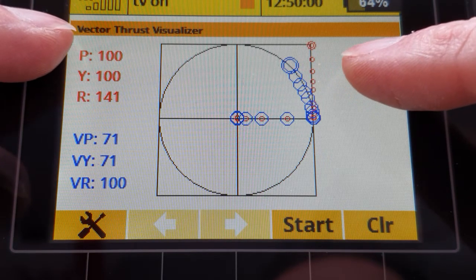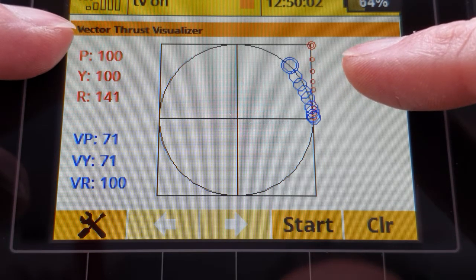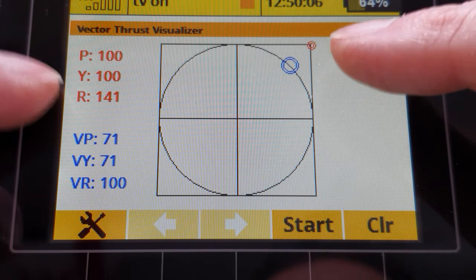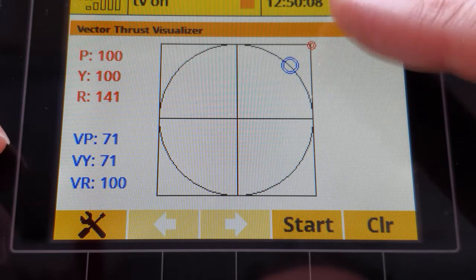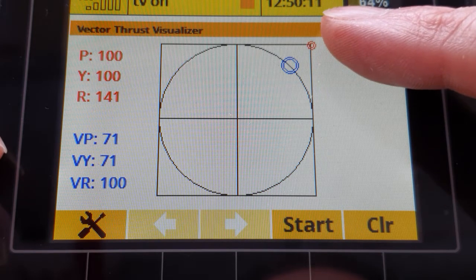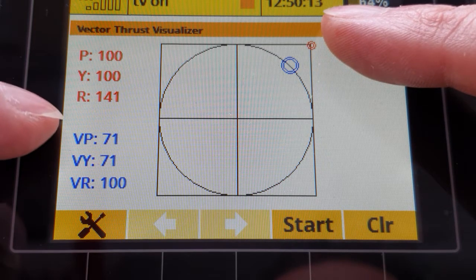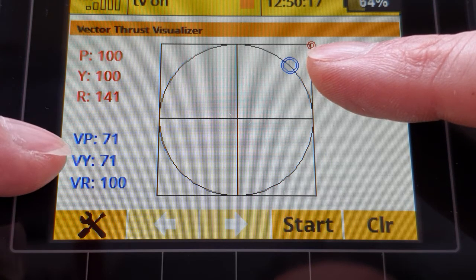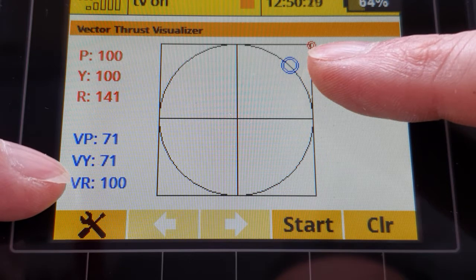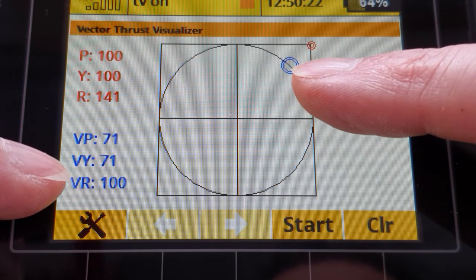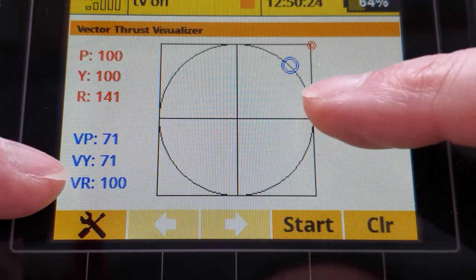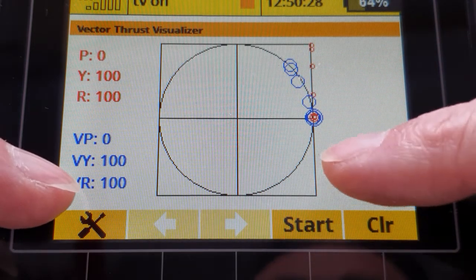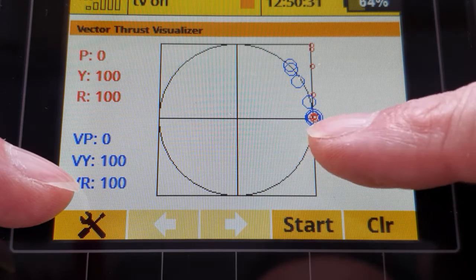The stick is fully forward, so pitch is 100. Yaw stick's fully right, so yaw is 100, radius 141. Without the program, the vector thrust nozzle will be out there. But with the program, the pitch is 71, yaw is 71, and therefore the radius is 100. So we've managed to maintain that 100 radius all the way around. So you let the pitch off, radius 100, because that's what it's doing.